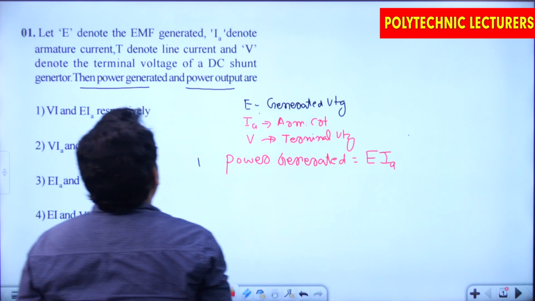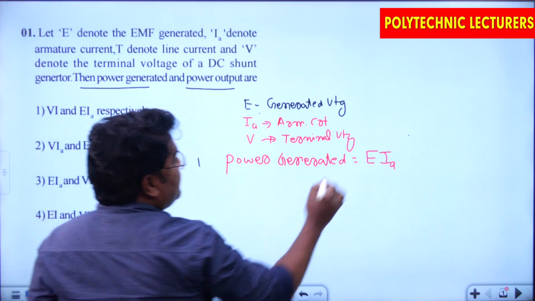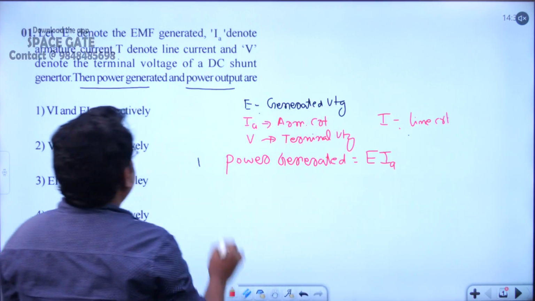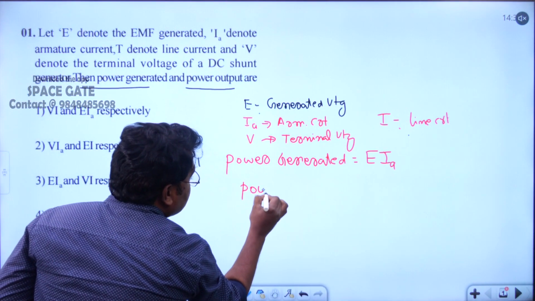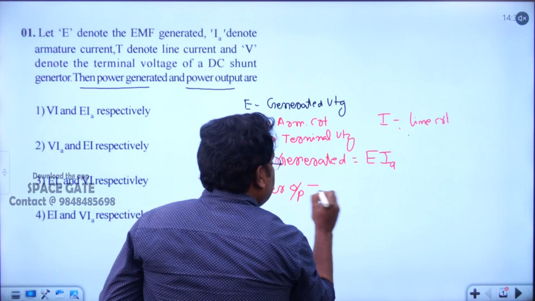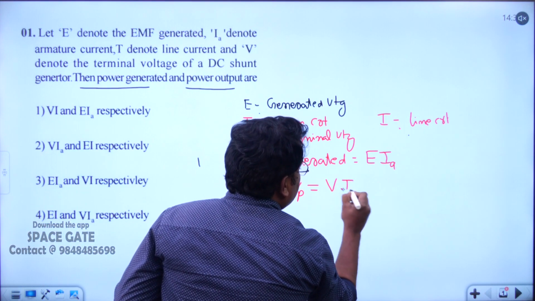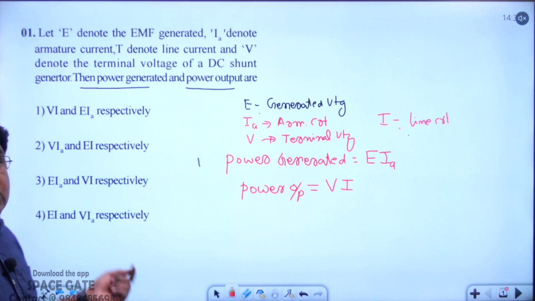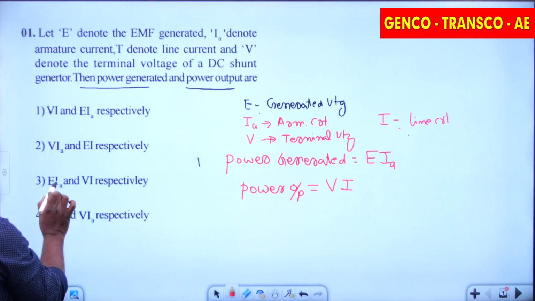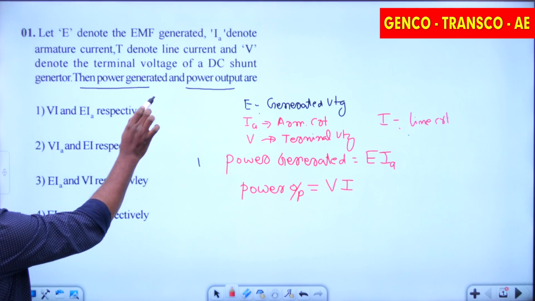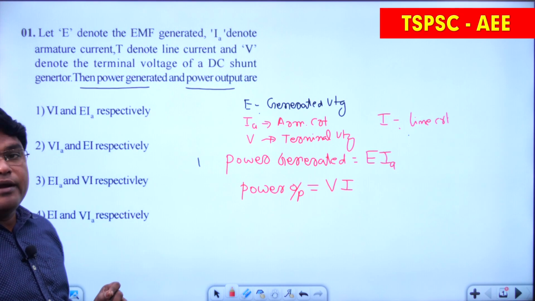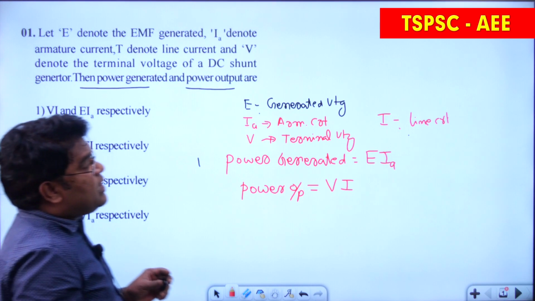current Ia. One more term is also given, I, that is the line current of the generator. Next, power output of the generator. How do we get the power output? The power output is equal to the terminal voltage V multiplied by the line current I. Which option is suitable? The first one, power generated is E multiplied by armature current, and power output is the terminal voltage multiplied by the line current. So option C is correct for this question.